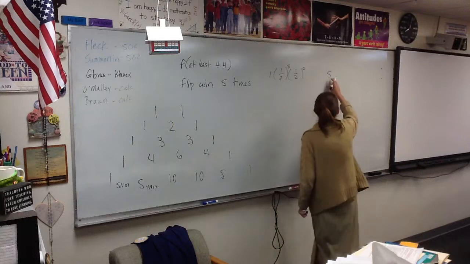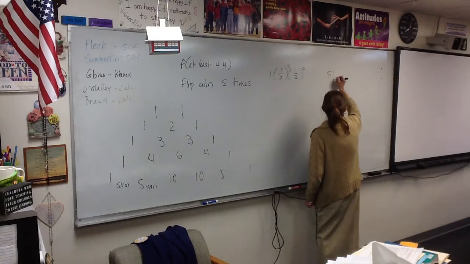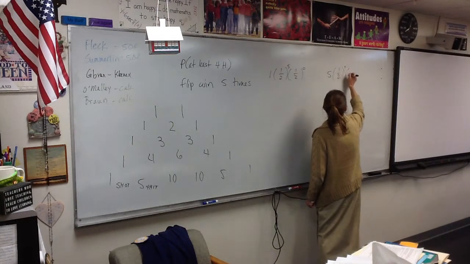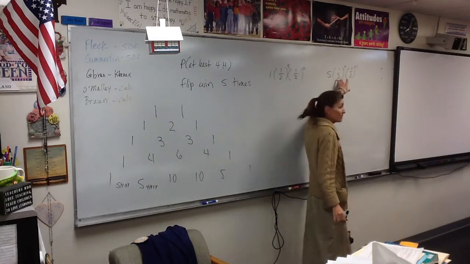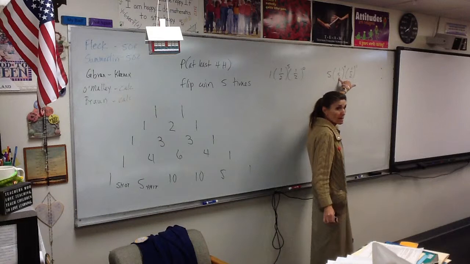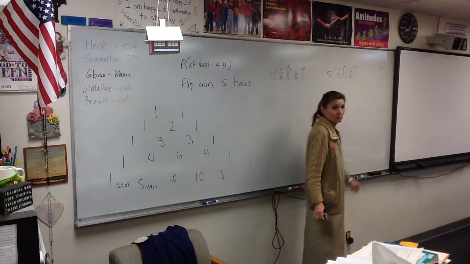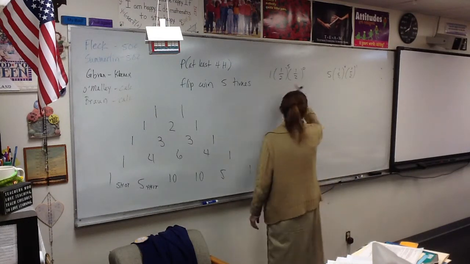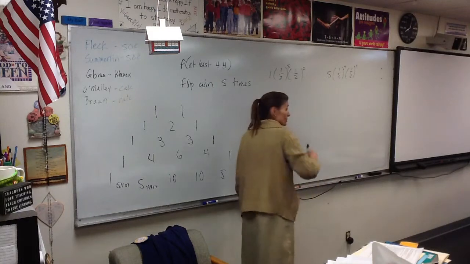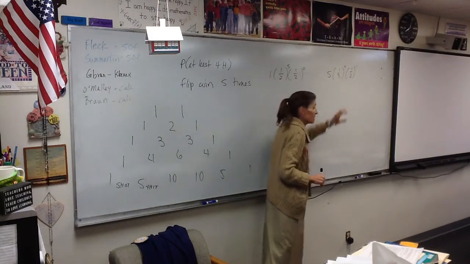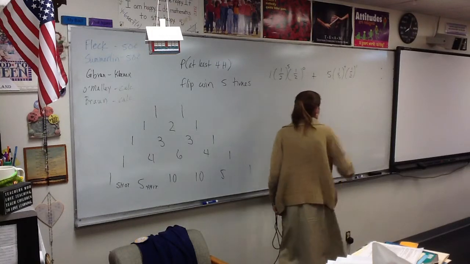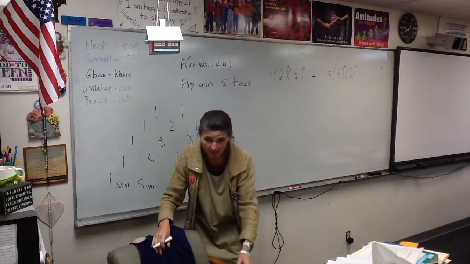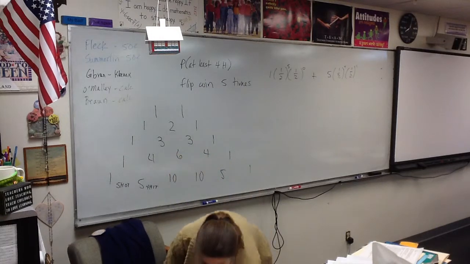How about this one? 1/2 to the 4th, 1/2 to the 1st, because that's what? 4 heads, 1 tail. So I can calculate both of these 2 numbers, this number and that number, and then what do I do with them? Add them. So that would be the answer to the question after you get it all multiplied out.